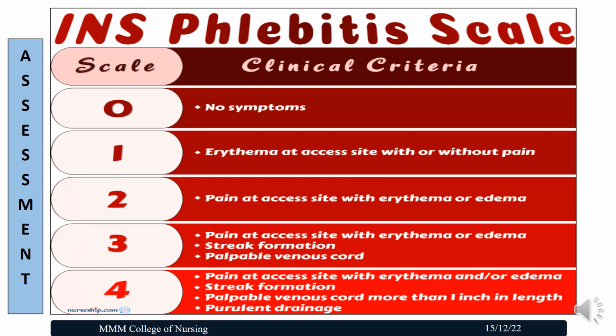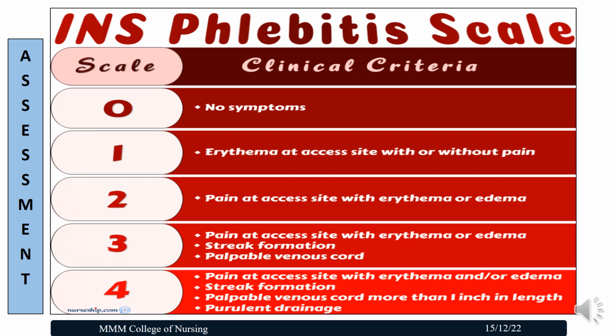2 is where the patient will have pain at the access site or the IV insertion site with erythema, or sometimes swelling or edema. So grade 2 indicates pain at the access site with erythema or edema. Grade 3 indicates the patient will have pain at the access site with erythema or edema, and streak formation. We can also palpate the vein, that is a palpable venous cord. So if these three are present, we can grade it as 3. So pain at the access site with erythema or edema, streak formation, and a palpable venous cord, that is grade 3.